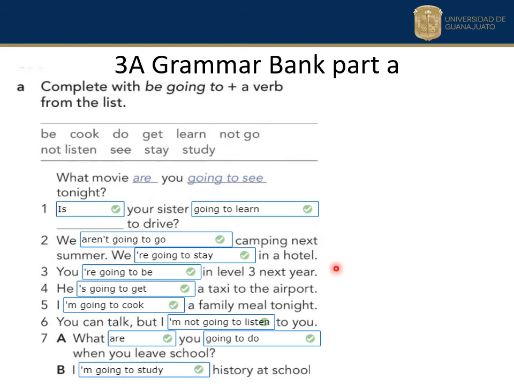Number 3, you're going to be in level 3 next year. 4, he's going to get a taxi to the airport. 5, I'm going to cook a family meal tonight. 6, you can talk, but I'm not going to listen to you. 7, what are you going to do when you leave school? I'm going to study history at school. Okay.